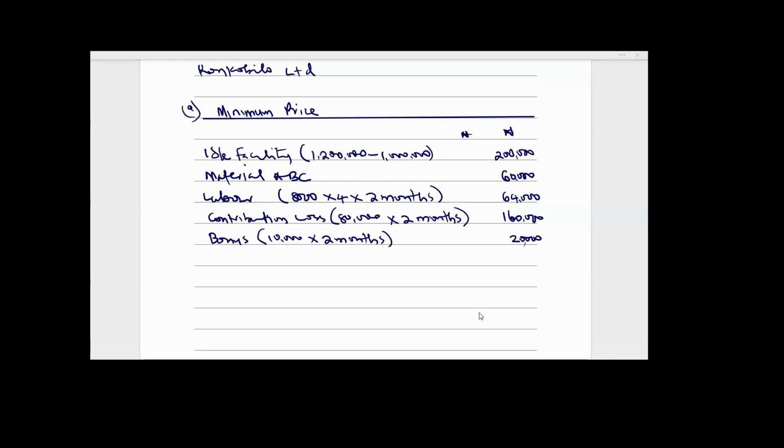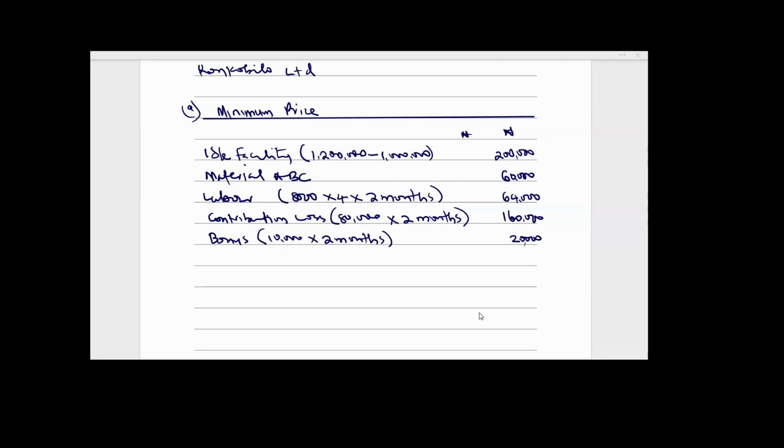Okay, so for that contribution loss, the question said 60%, so we contributed 60%. I thought for the 80, we're only going to take 60% of that 80,000. Or are we taking the full 80,000? No, you are not taking 60% of 80,000.